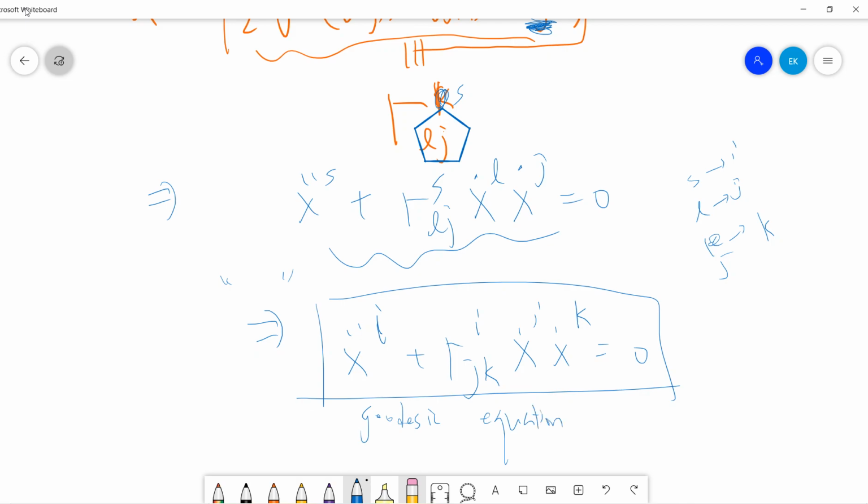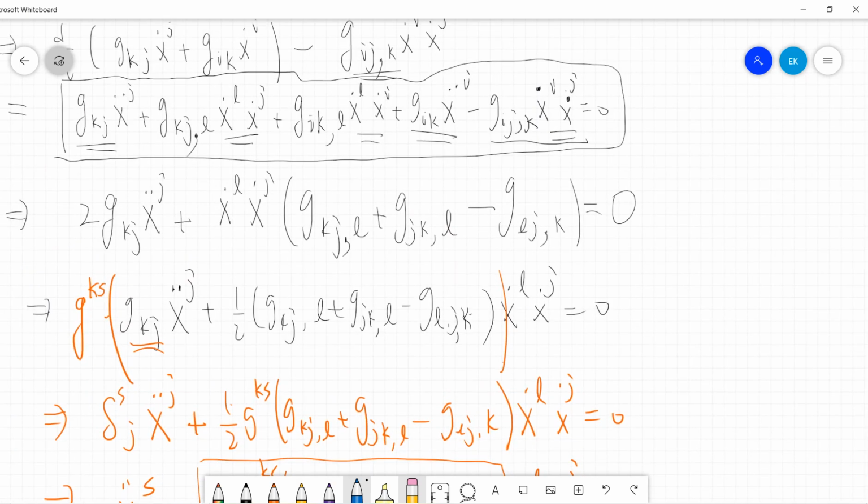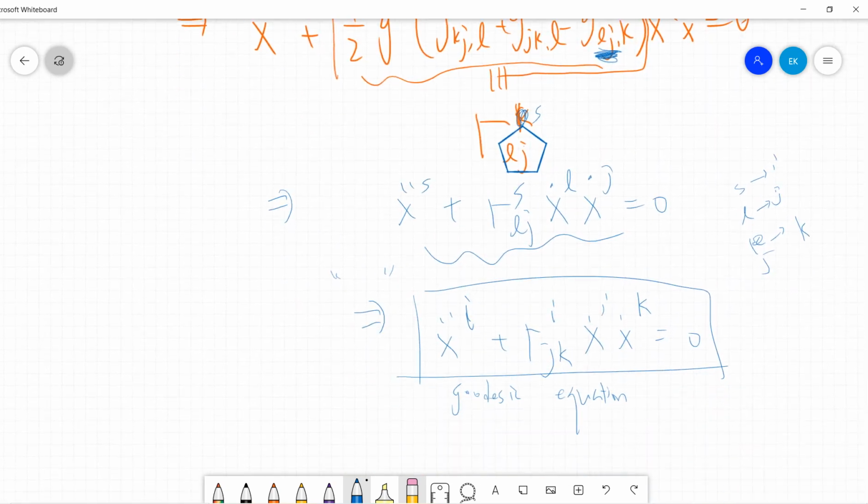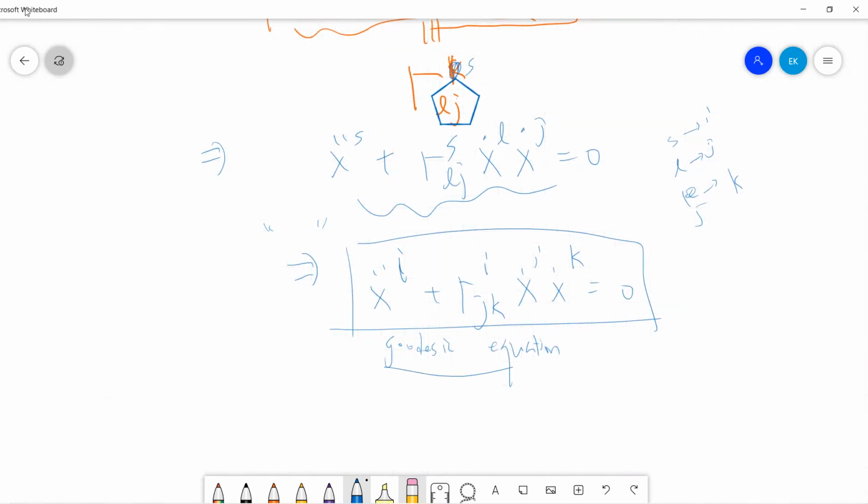Okay, so yes, very happy that we never did something stupid, so we can still get the correct answer. Now, this equation always happens in general relativity and Riemannian geometry.